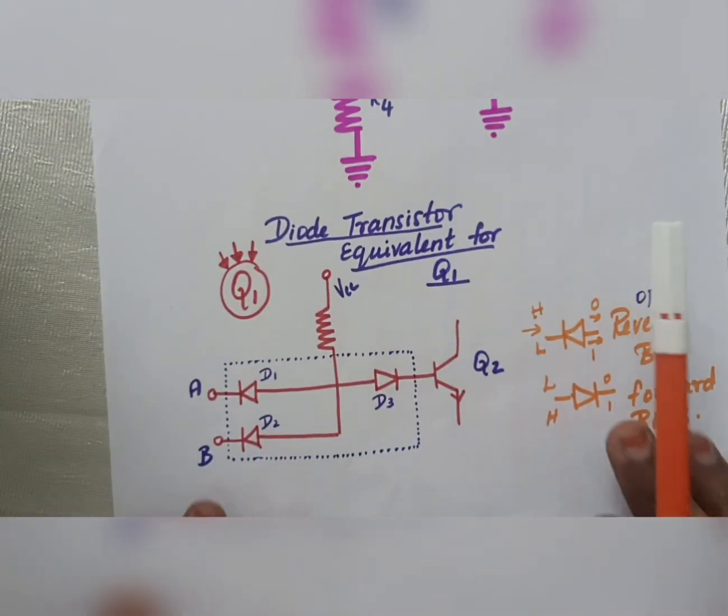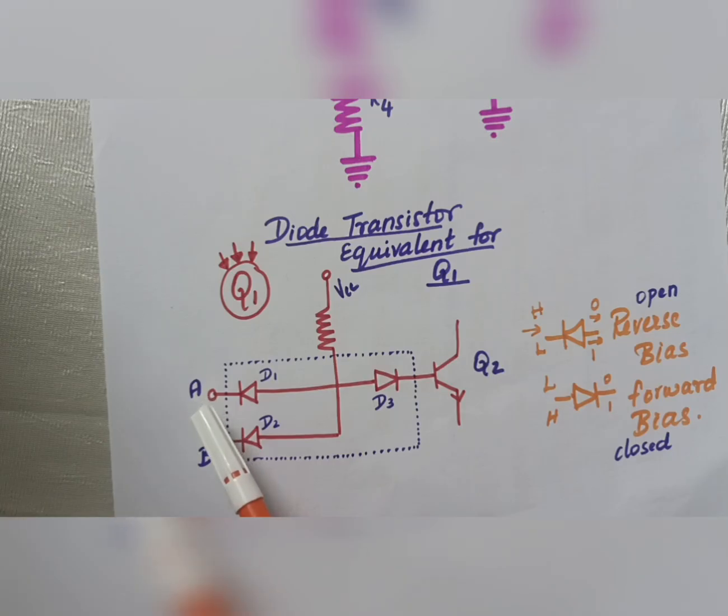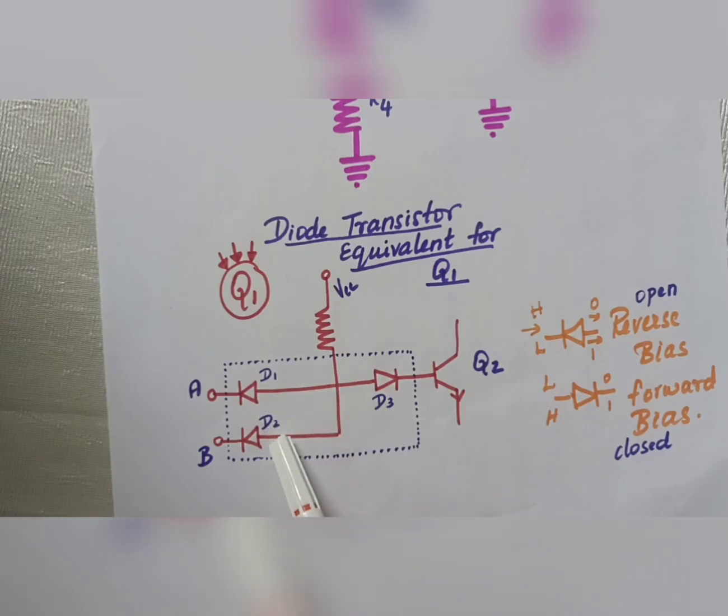Here I have the inputs A and B. In this transistor, we have 3 diodes, D1, D2 and D3. When we see these diodes, D1 and D2 are in reverse direction. If it is in reverse direction, the process it does is reverse bias. Reverse direction means reverse bias. Forward direction means forward bias.